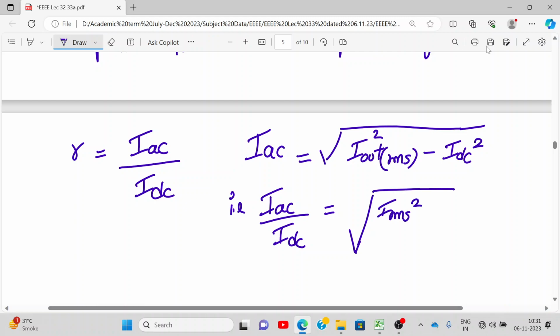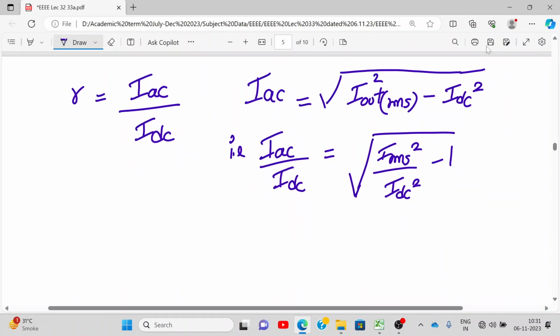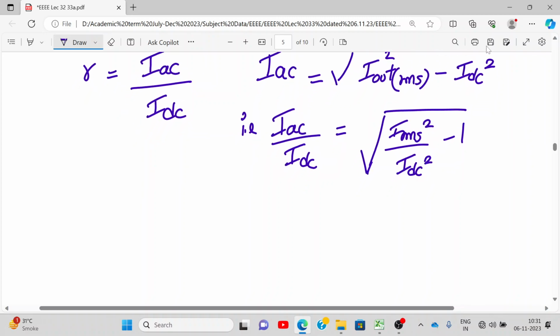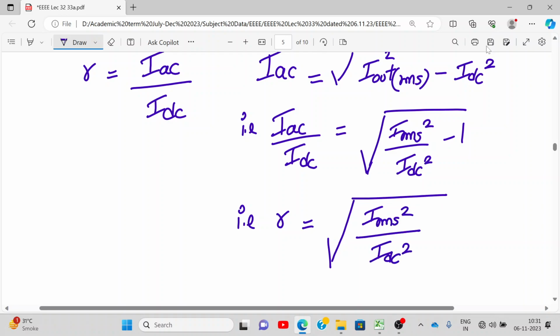I out RMS can be written as IRMS square divided by IDC minus 1. We can rewrite this, right? If we take IDC inside, it will take IDC square, right? So this is what the ripple factor is. So R will be the square root of IRMS square upon IDC square minus 1. So this will be the ripple factor.